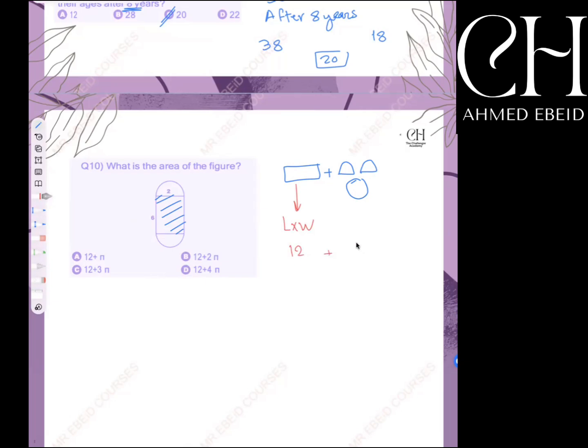And we know that the area of the circle, we said before, is pi r squared. So it's pi times the radius length. All of this length is the diameter of the circle. Okay? The radius is half of the diameter, as you know that the radius equals half of the diameter. So it's pi times 1 squared. So no need to write it. So the answer is 12 plus pi, which is 8.